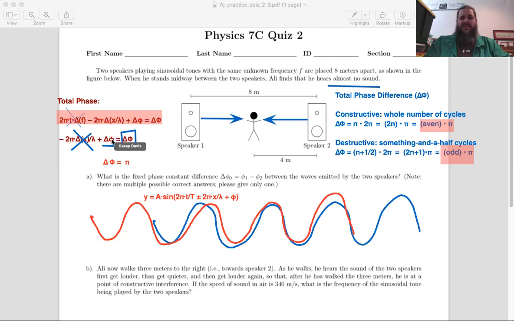What that tells us is that the 2 waves have to have different phase constants. One of those speakers is producing a wave with a certain phase constant. The other speaker is producing a wave with a different phase constant. And the difference between them has to be pi, or any odd multiple of pi really, but we can just use pi as the difference. Any questions on that so far?